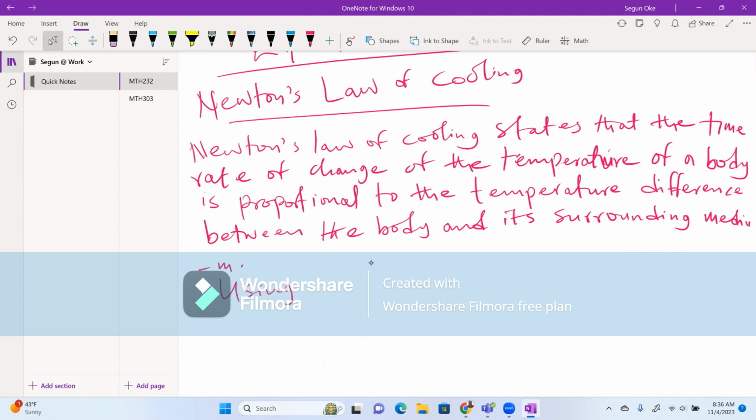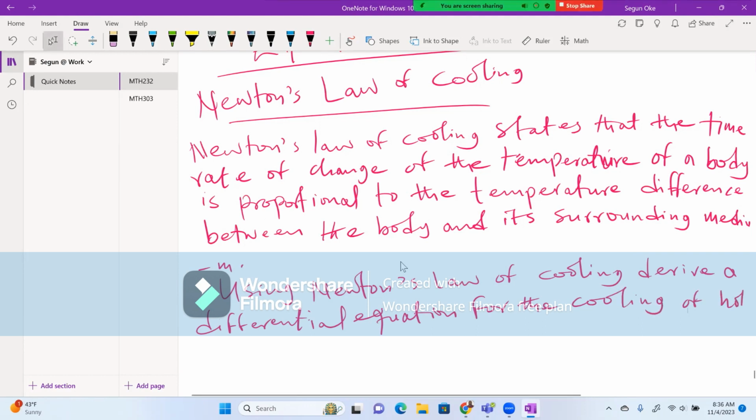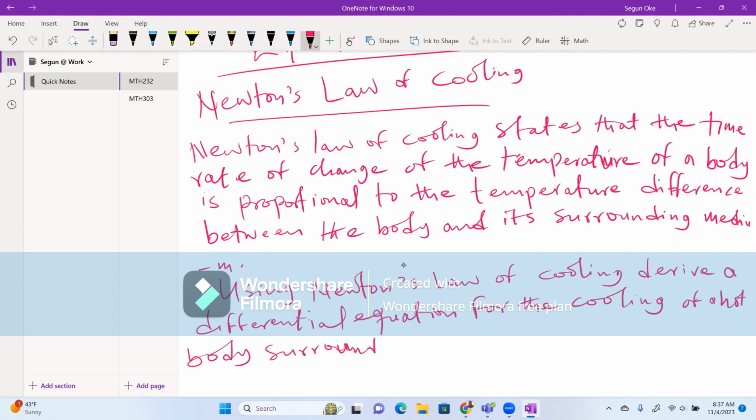So using Newton's law of cooling, derive a differential equation for the cooling of a hot body surrounded by a cool medium.